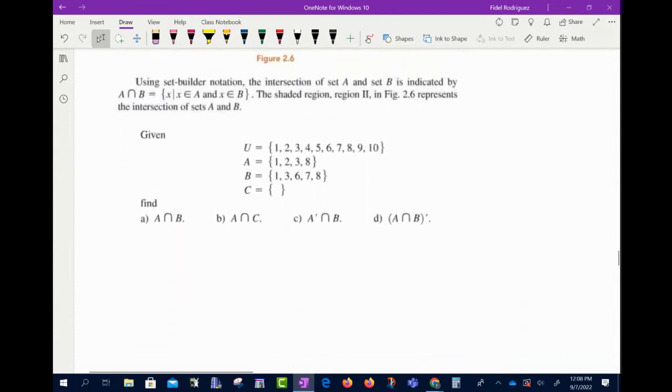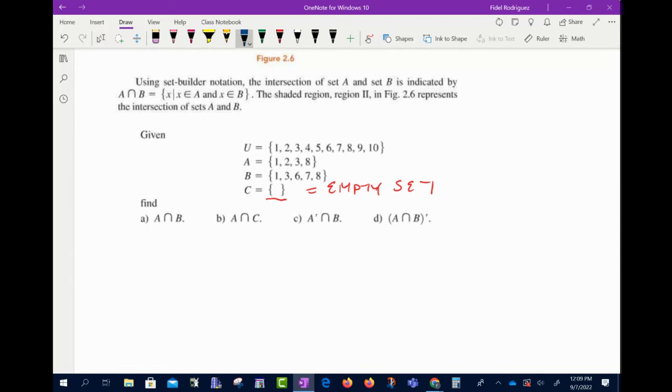So what I'd like for us to do is go through this problem here. We have a few sets. U is our universal set. It looks like it has the counting numbers 1 through 10. A is a set of the numbers 1, 2, 3, and 8. B is a set of the numbers 1, 3, 6, 7, and 8. Does anybody know what the set C is? Anybody remember what we call that set? There's nothing inside it. Anyone remember? That's what we call the empty set, the set that has nothing there, okay?